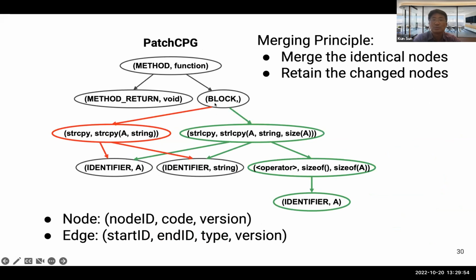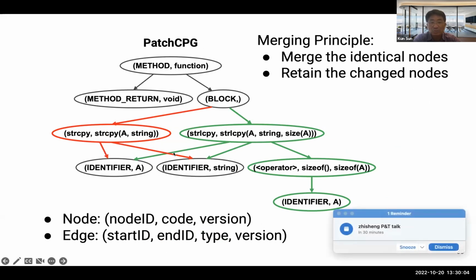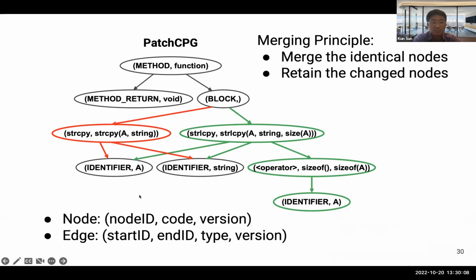After merging these two CPGs, we get red meaning deleted, and green meaning newly added. And also for the edge, the edge will be marked with the start ID, end ID, type, and their version.